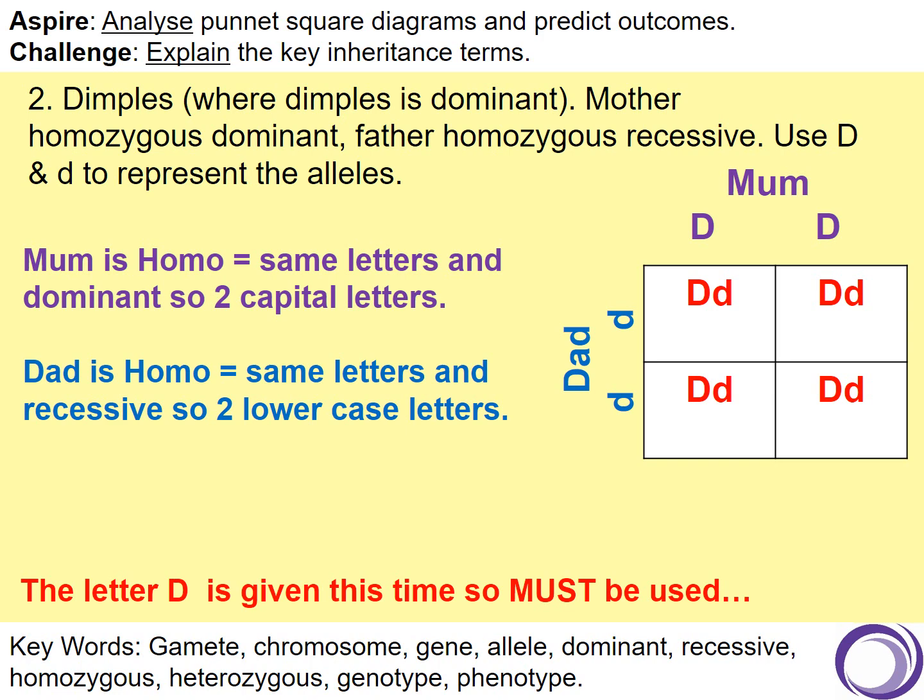And just a note there, the letter D is given, so it must be used. If you decided to just use a different random letter, you would lose marks. If you're not given a letter, you do get to choose.